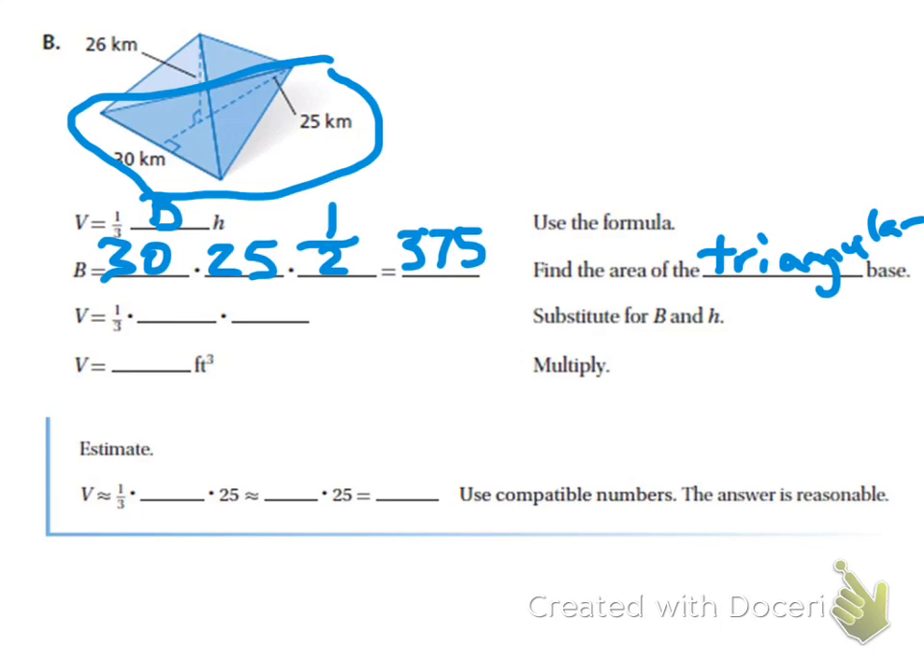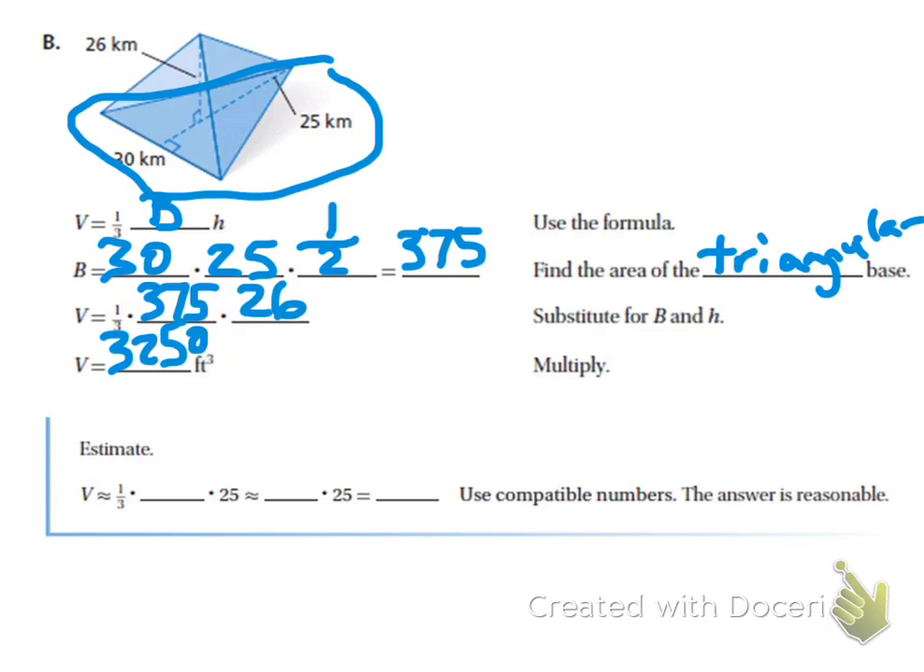Okay, now we're going to multiply what Alex found for us, 375 times the height, which is 26, and then we're going to divide by 3, which is much easier than multiplying by 1/3. Did someone find the answer in their calculator? Alex? 3,250 feet cubed is correct.